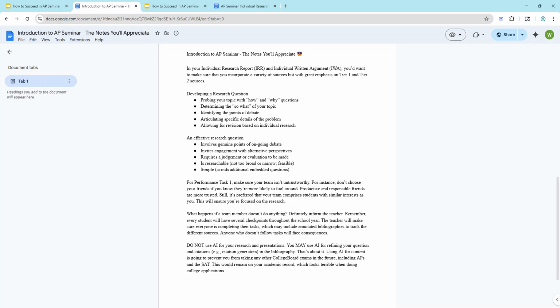Remember, in AP Seminar, you're being treated as adults. You're being treated as independent critical thinkers and problem solvers. Please do not use AI for your research and presentations. There's limitations with AI usage here. You may use AI for refining your question and citations, such as in citation generators in the bibliography. That's about it. Using AI for content is going to prevent you from taking any other College Board exams in the future, including APs and the SAT. This would remain on your academic record, which looks terrible when doing college applications. Alright?